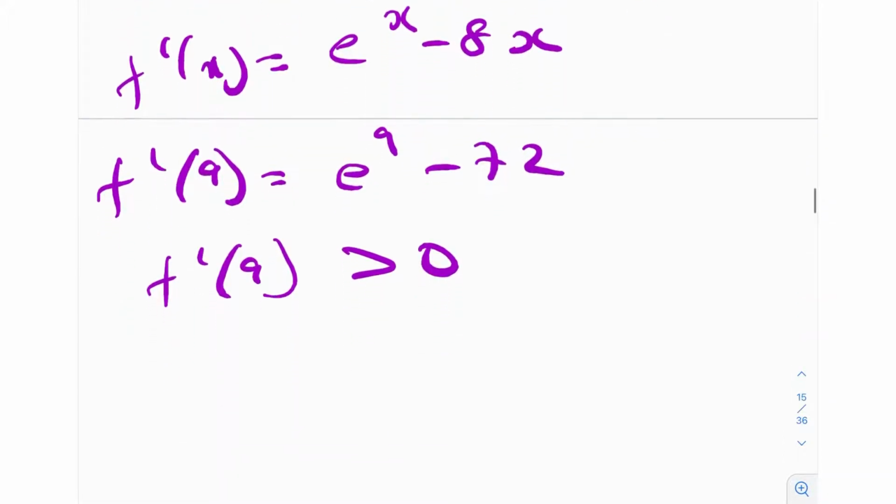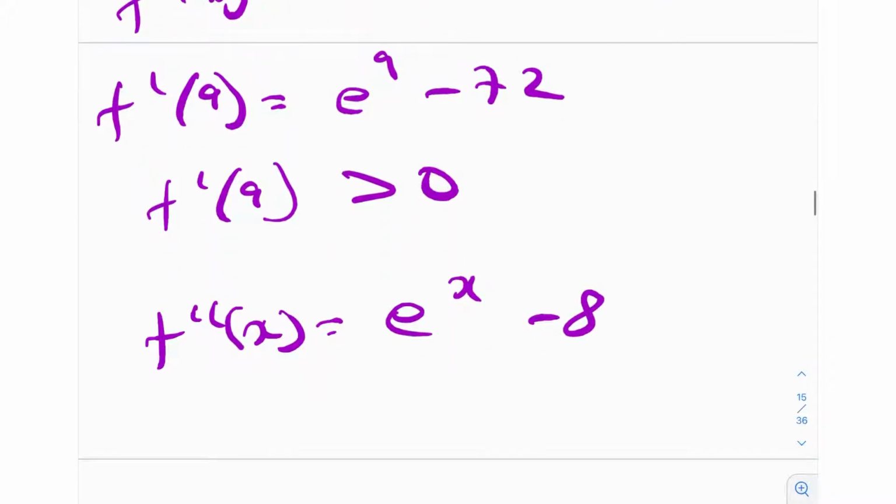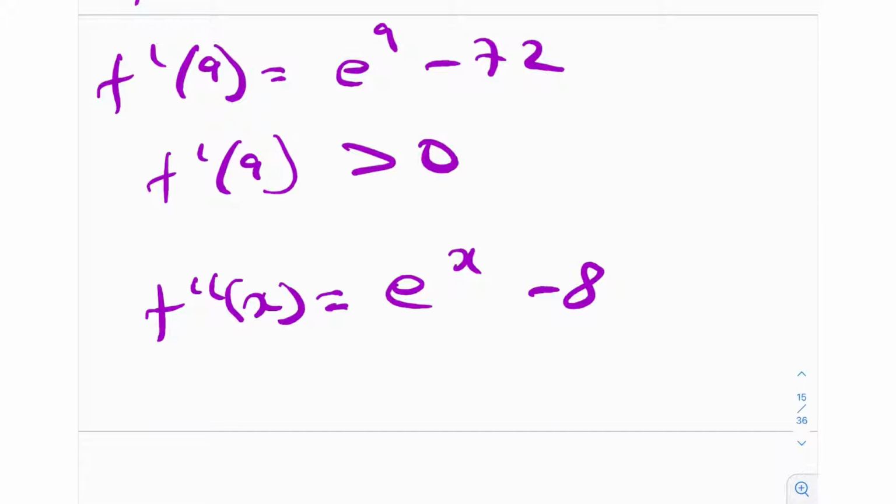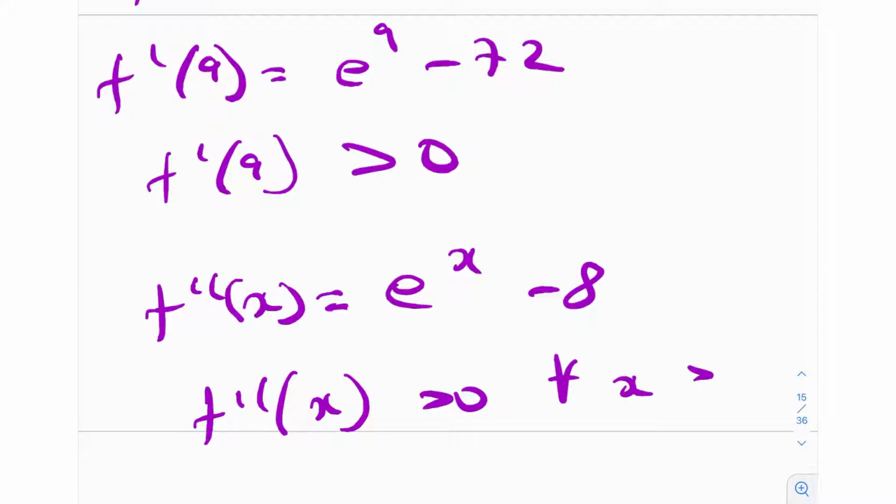Okay, great. Now what is f double prime x? Well, let me just differentiate this again. You'll get e raised to the power x minus 8. And again, obviously, it's easy to see that f double prime x will be greater than 0 for all x greater than or equal to 9.